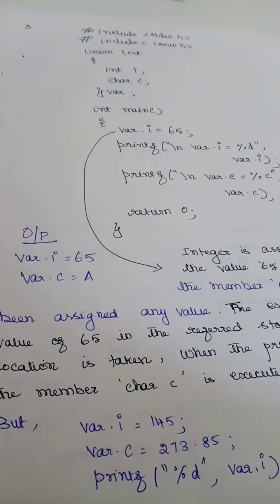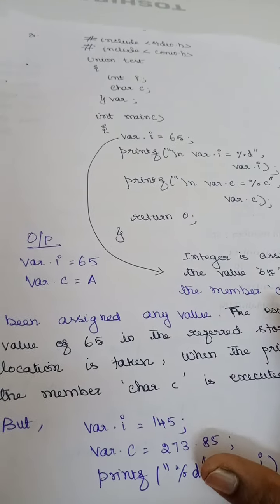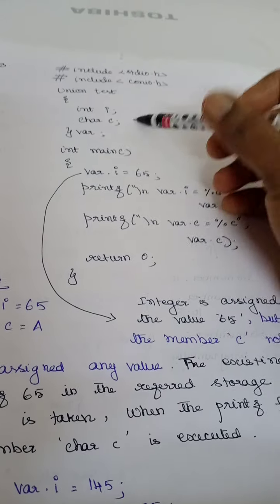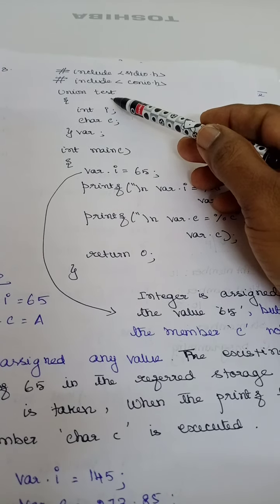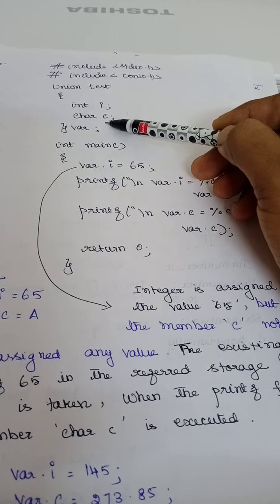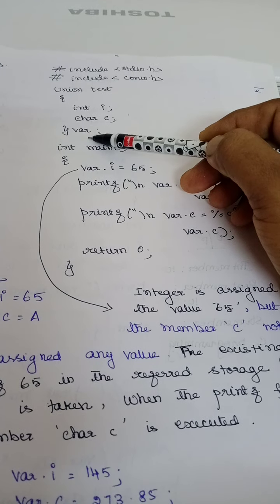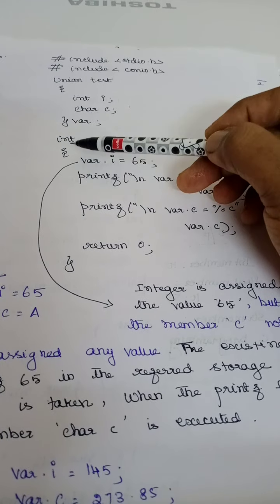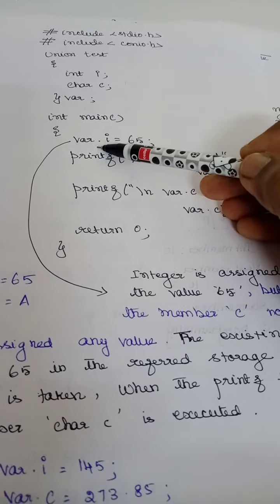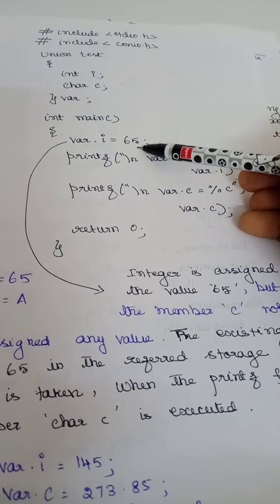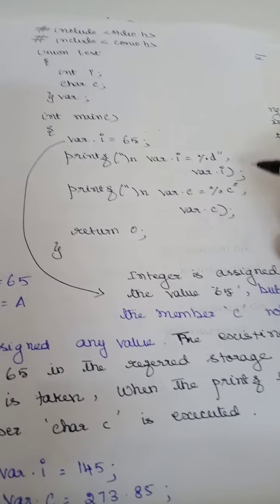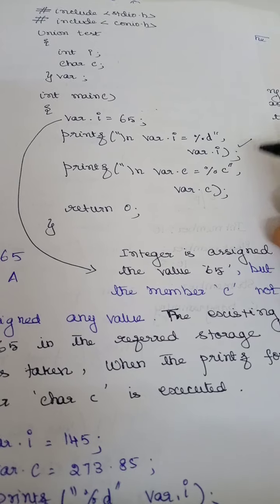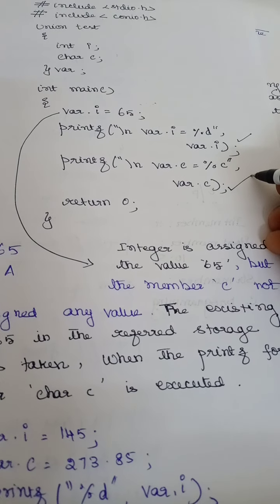Now we'll see one more example. Now when you see here union test, I already told you test is going to be a tag name. These are all going to be the members. It's going to be the union variable. In int main, I have assigned var.i equal to 65. So I have initialized only one variable here. Then I have printed var.i, and then I have printed var.c also.